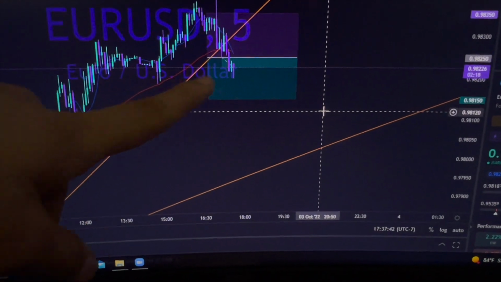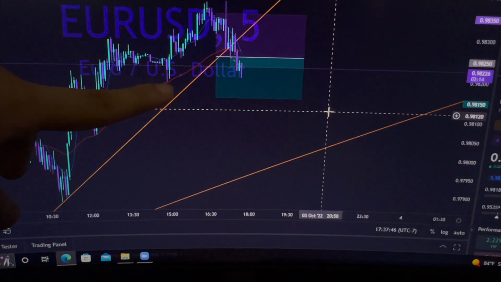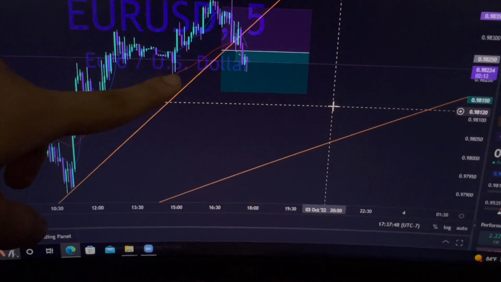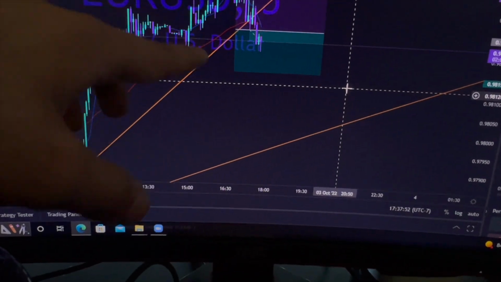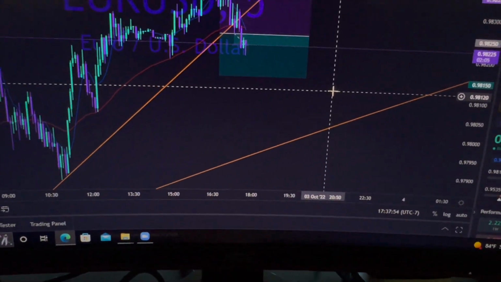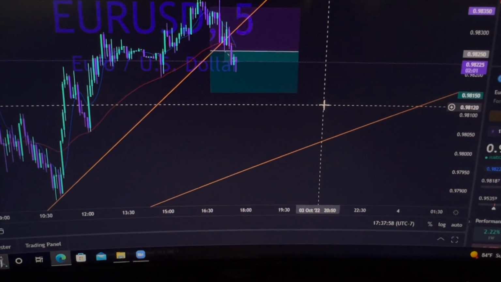But a better entry on this trade would have been right here, below these two little wicks, or a cleaner entry could have been here. But we took this entry based on the trend line, and let's see if we can hit our first take profit.